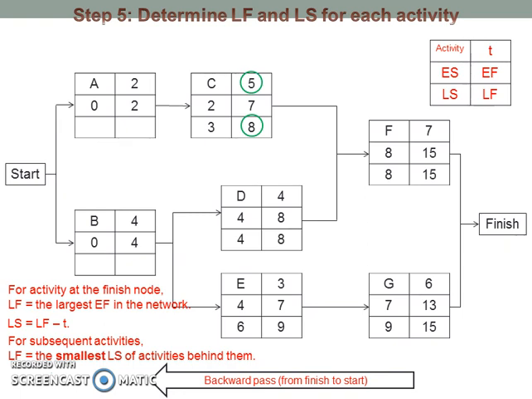The activities behind activity B are activity E and D. The latest start of E is 6, while the latest start of D is 4. So the latest finish of B is 4. For activity B, the latest start is 4 minus 4, which is equal to 0. Last but not least, the activity behind activity A is activity C, and the latest start of C is 3, so the latest finish of A is 3. For activity A, the latest start is 3 minus 2, which is equal to 1.